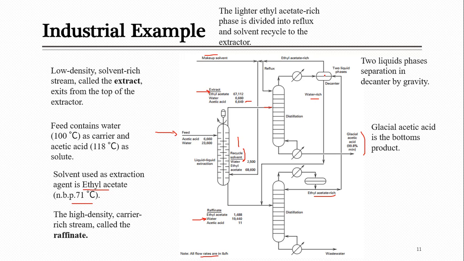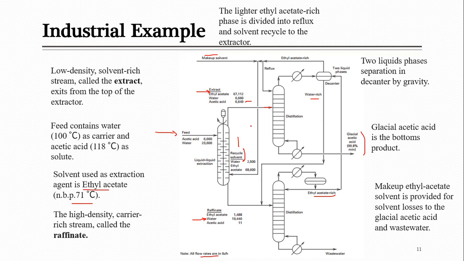So here, as you know, in this decanter, separation is taking place, and out of this, ethyl acetate will go back to the column, and the water-containing stream will go to this distillation column. So this is one industrial example, and here we have mentioned that makeup ethyl acetate solvent is provided for solvent losses to the glacial acetic acid and wastewater. Here definitely the wastewater will contain some amount of ethyl acetate, and the 99.8% product will also contain some amount of ethyl acetate.